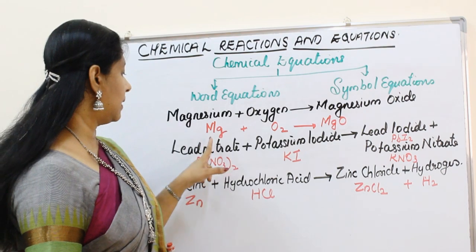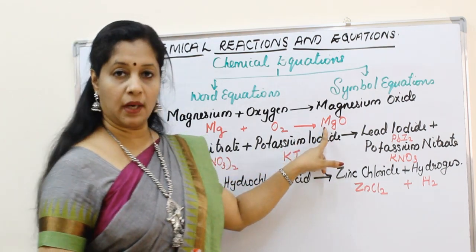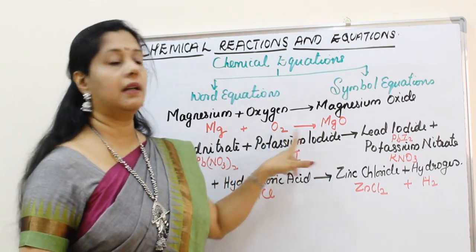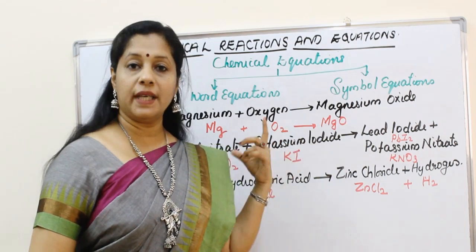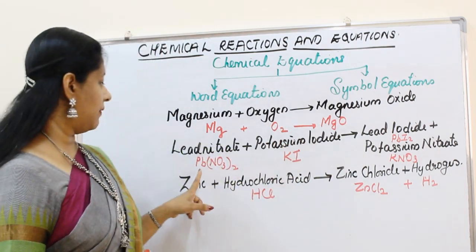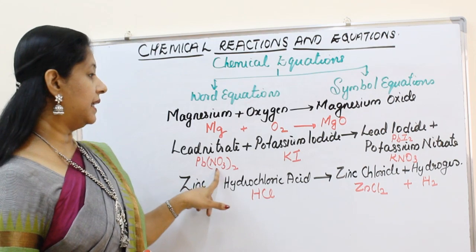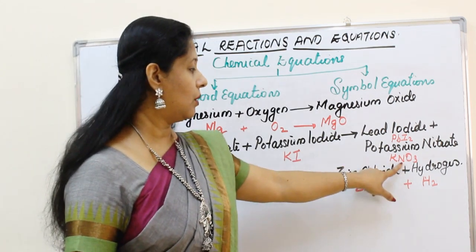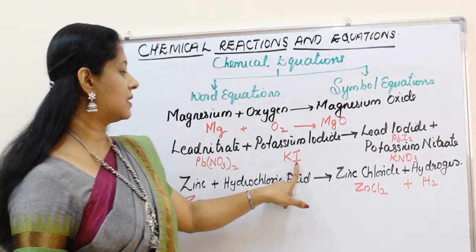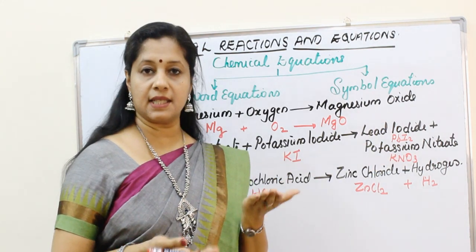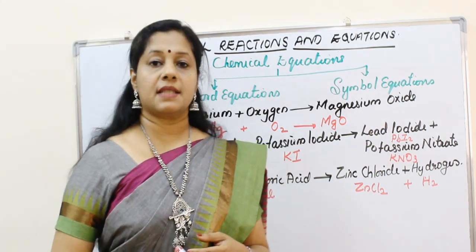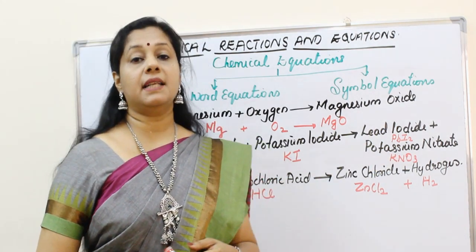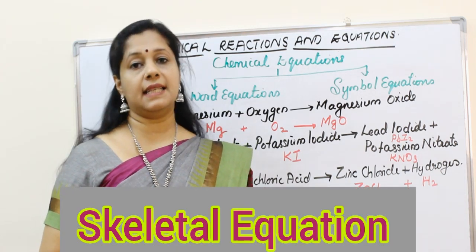For example, here 1 Mg, here also 1 Mg, here O2 there, but here only O. So O is not equal. The same way here the nitrate is twice, but here only one time. The same way I is only 1, here 2 times. So there is an imbalance that we are seeing. Such equations are called an unbalanced equation, or they are called a skeletal equation.